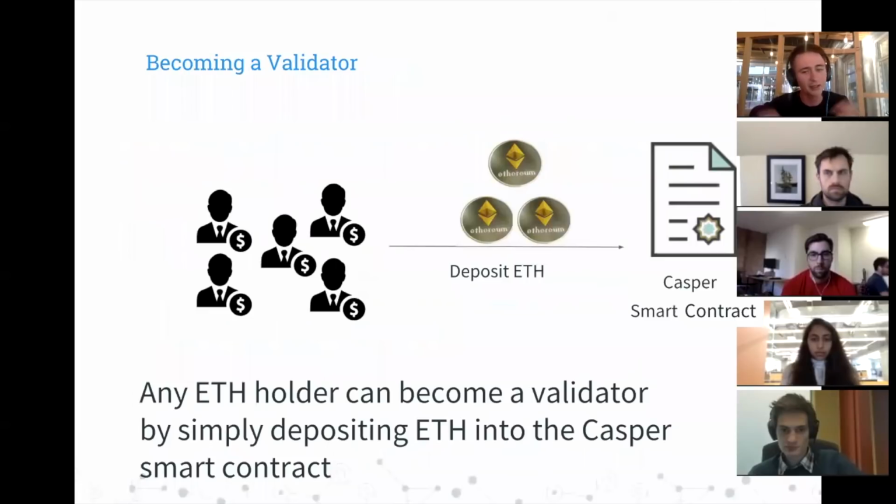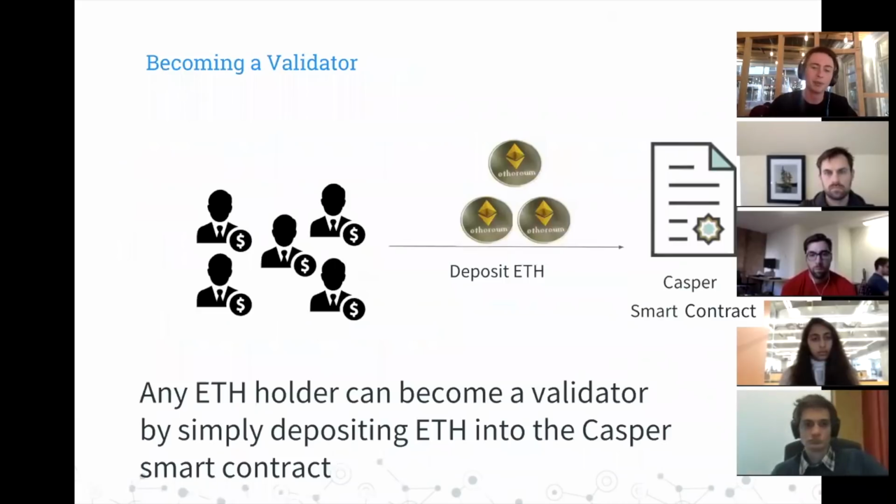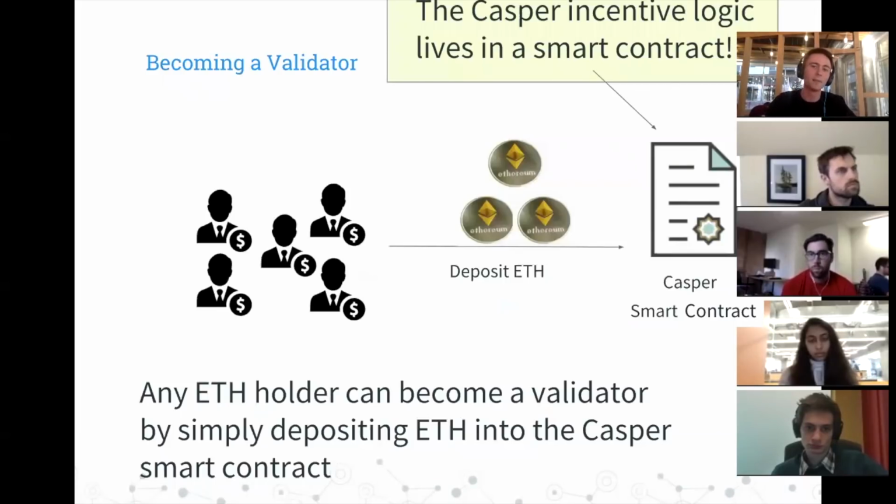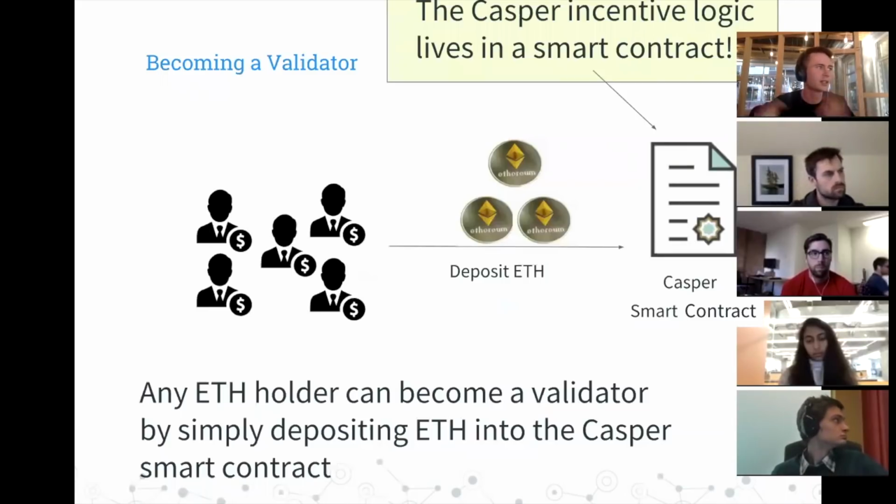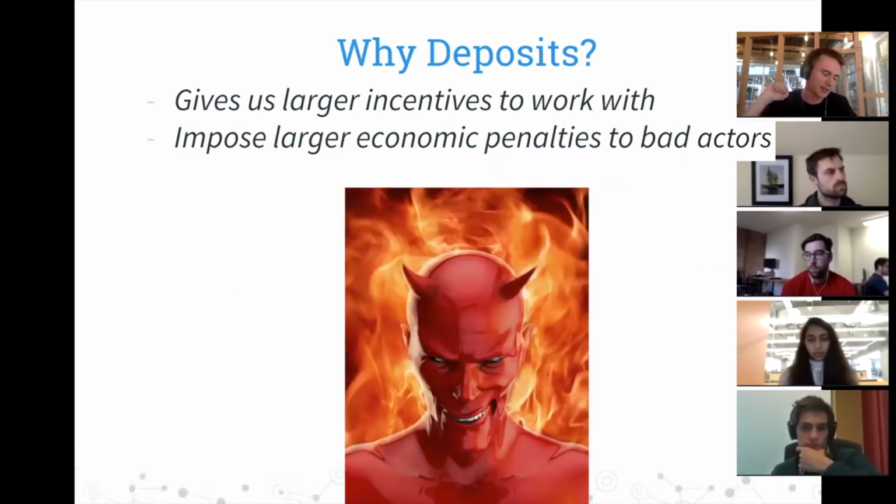To become a validator, you just have some amount of ETH that you deposit in the smart contract. Now, the actual quantity of ETH, maybe it's like 1,000 ETH that's been thrown around, but we have someone on the call and a bunch of other people working on the question of what the actual economic incentives are that make sense for this protocol. The Casper incentive logic all lives in a smart contract that all the validators and all the full nodes are aware of. So why do we use deposits?